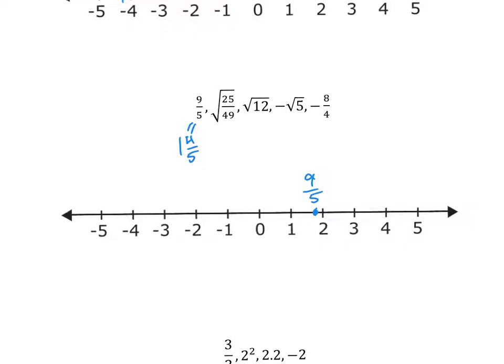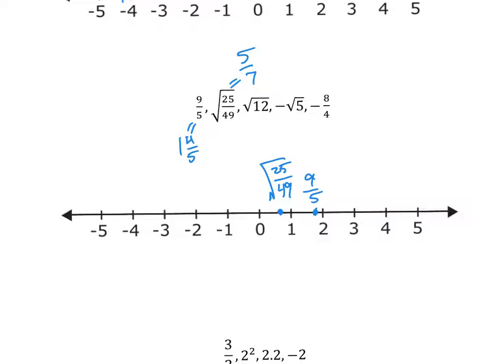Okay, the square root of 25 over 49, well, that'd be the square root of 25, which is 5, divided by the square root of 49, which is 7. So that would be 5/7, which is a little bit less than 1, but more than a half. So we'd put it about there, and that's the square root of 25 over 49.